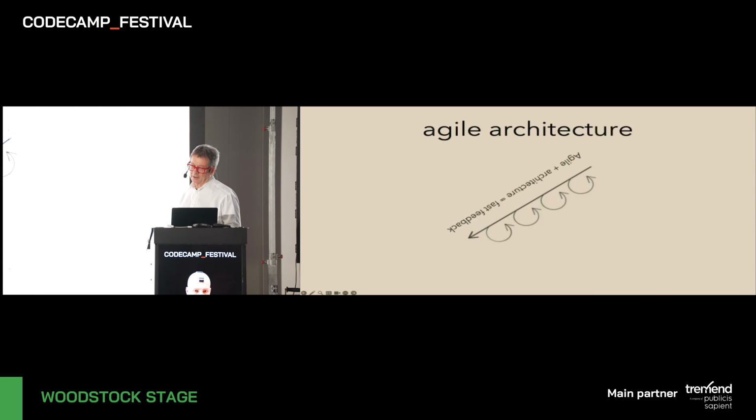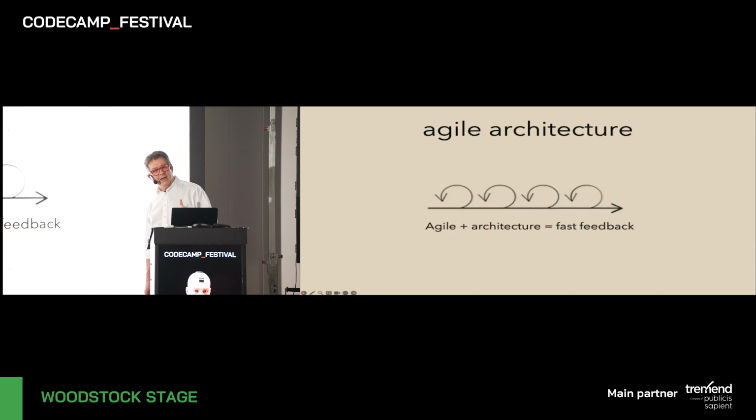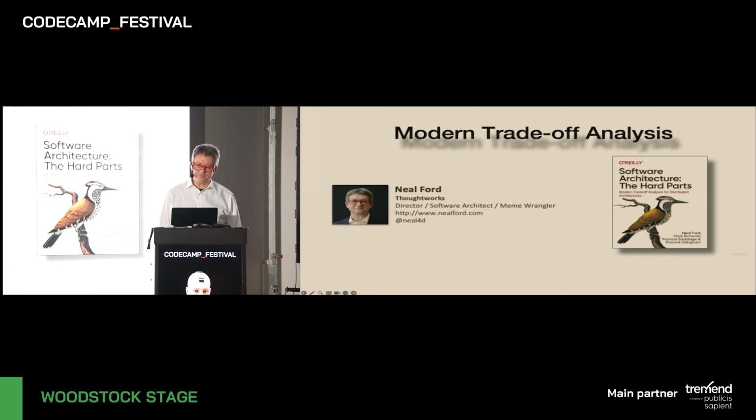And the real trick in software architecture is to find a way to get fast feedback on your decisions and a way to do trade-offs so that you can get fast feedback and iterate on your design to get to a better place faster. That's it.